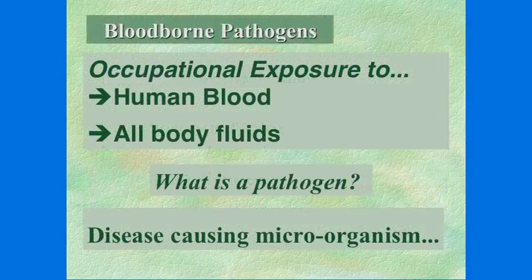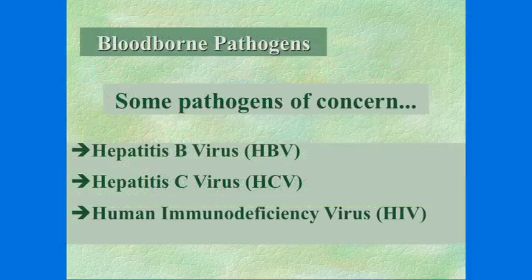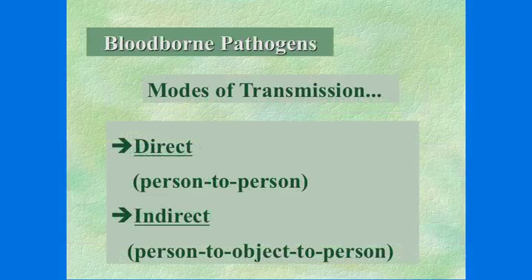Bloodborne pathogen. You are potentially going to be exposed to a bloodborne pathogen because you have an occupational exposure due to the fact you're around human blood and body fluids. So you just need to know what you need to do in the event of an exposure. Just a little bit of background. What is a pathogen? It's a disease-causing microorganism, okay? Some pathogens of concern in our area would be hepatitis B, hepatitis C, or HIV, okay? And most often, the most typical exposure is going to be indirect, like person to object, like a needle stick, okay? That's potentially your greatest risk, person to object.